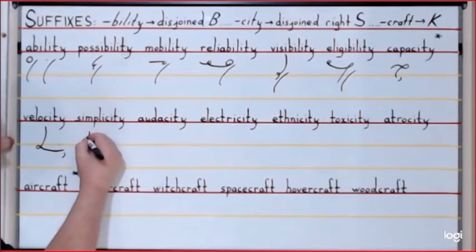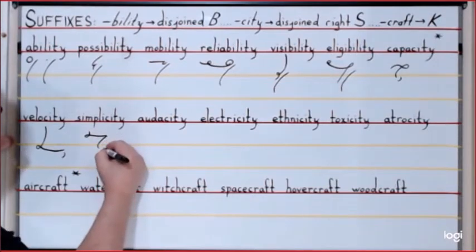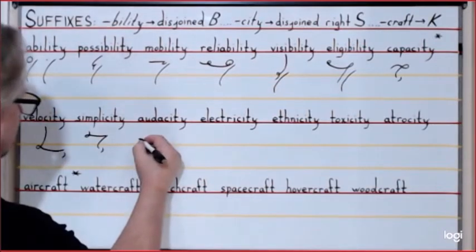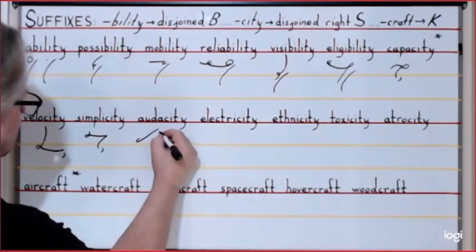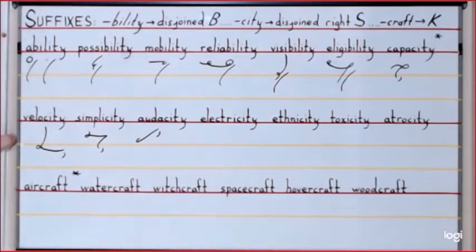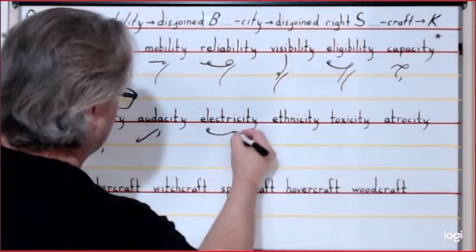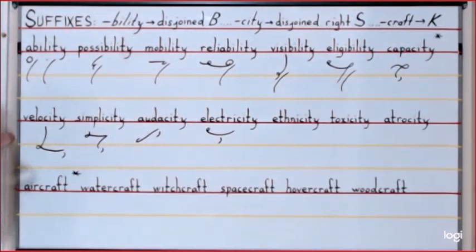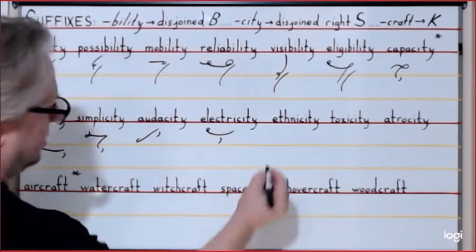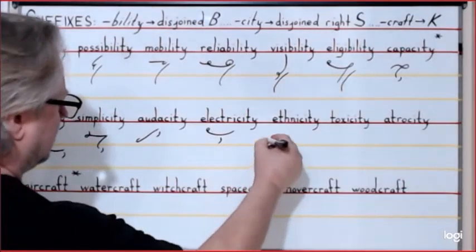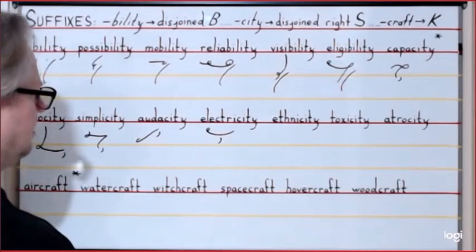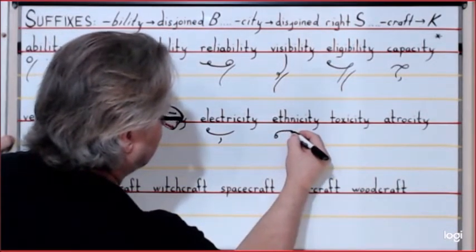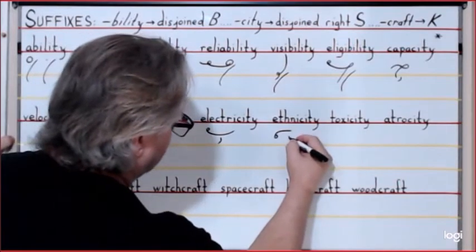Simplicity is S-E-M-P, disjoined S. Audacity is O-D, disjoined S. Electricity is E-L, disjoined S below it. Ethnicity, and with this, on the THN, we're going to combine them together like the word than or then. So it's going to be E, TH, then blend in that N, and then a right S below it.